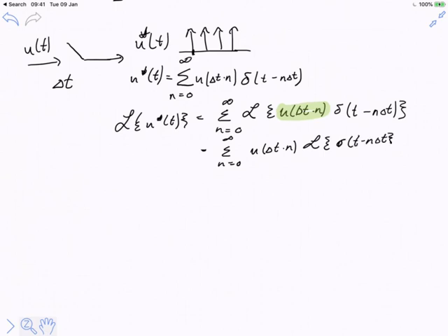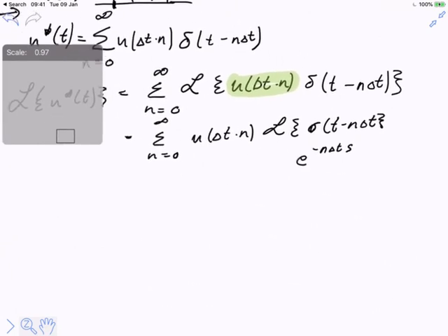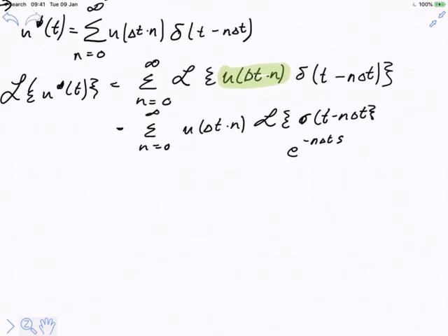And what is that Laplace transform? That Laplace transform is simply e to the minus n delta t s. It's the delay term. So that term is in the table. And so we just have e to the minus ds.